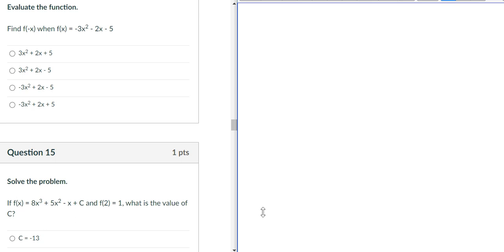Okay, let's see how to do these two questions. The first one is we are given f of x, which is negative 3x squared minus 2x minus 5. And then you want to find out f of negative x.